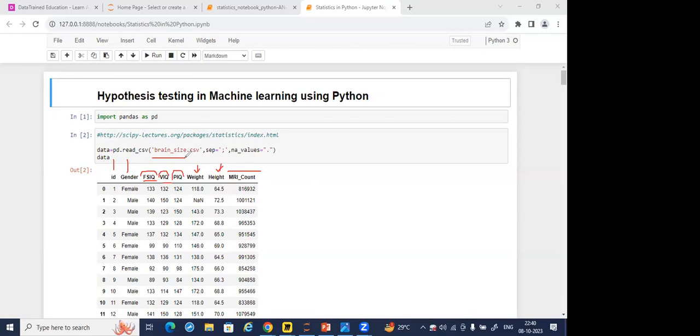All these values inside these columns are coming from brain size.csv. One of them is counting the brain MRI count. I can take any column randomly, such as FSIQ or VIQ, and find out the t-test because all these columns are numerical values. Height and weights are also given.